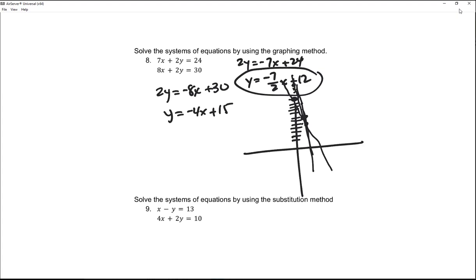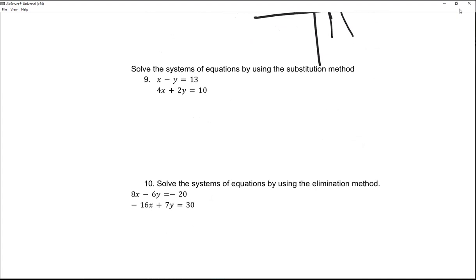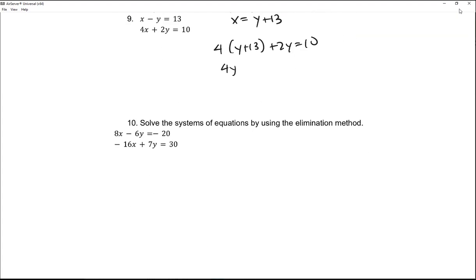All right. Number 9 is the substitution method. I would add the y. So x is equal, you have to isolate a variable. So I add the y, and x is equal to y plus 13. Plug it in here, 4, and then y plus 13 plus 2y is equal to 10. And this is what? 4y plus 52. All right. Plus 2y is equal to 10. 6y plus 52 is equal to 10.